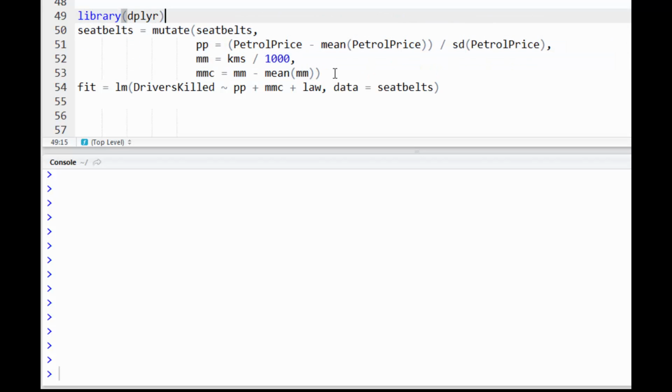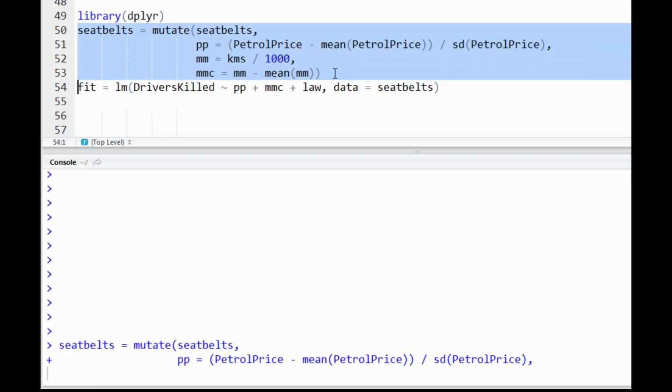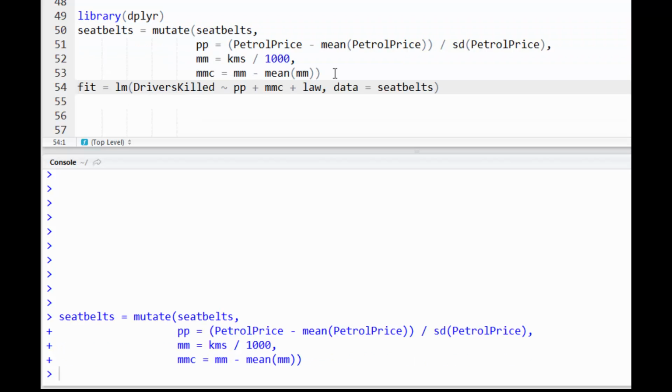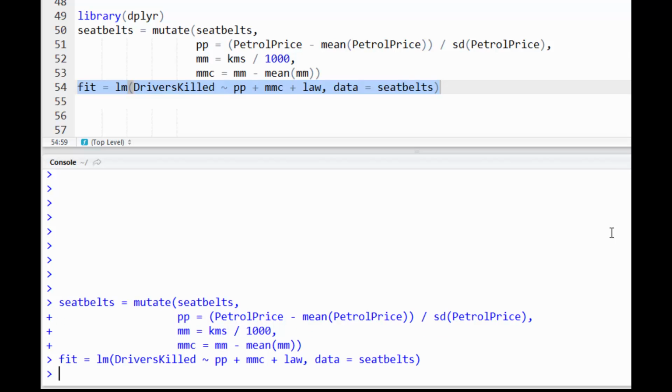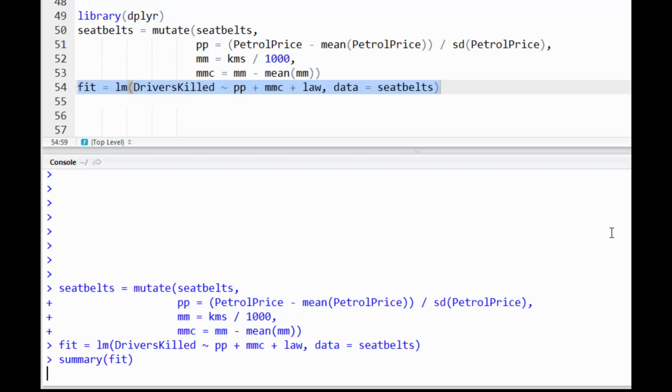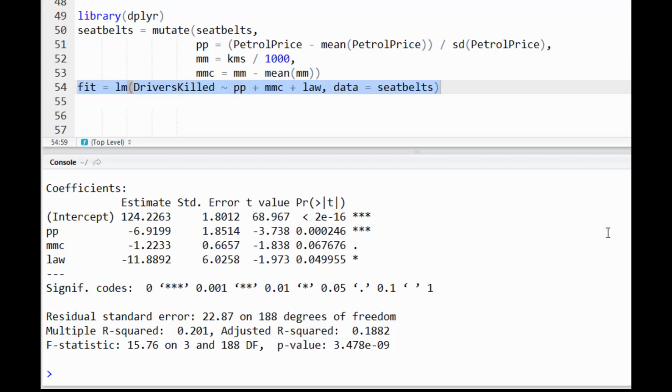First we create this data set, and then we want to fit outcome as drivers killed, our normalized petrol price, our centered 1,000-kilometer unit kilometers variable, and the law variable, which is a 0, 1 variable. Now if I type summary of fit, there we see our coefficient table. The law variable is a 0, 1 variable.